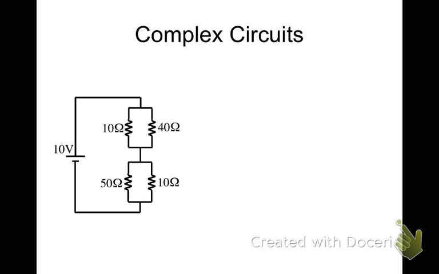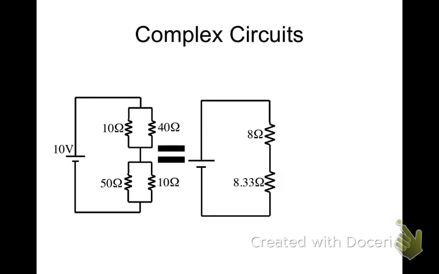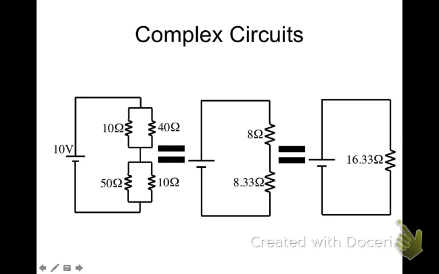And then I do the same thing with the bottom two, the 10 and the 50. 1 over 10 plus 1 over 50 equals 1 over Req, and that becomes 8.3. So the top two resistors turn into one 8 ohm resistor, and the bottom two turn into one 8.33 ohm resistor. We okay with that? Questions? Now, what is this? Simple series. I can just add them up and say, okay, that all just turns into 16.33. So one 16 and a third ohm resistor would do the job of those four, the 10, the 40, the 50, and the 10 added up in that way. The battery doesn't know the difference.